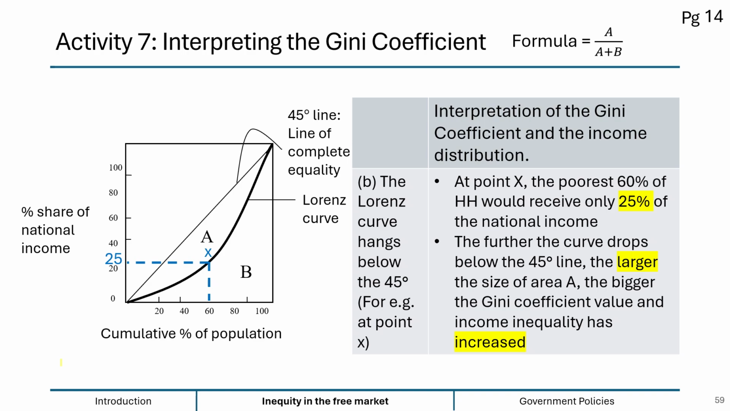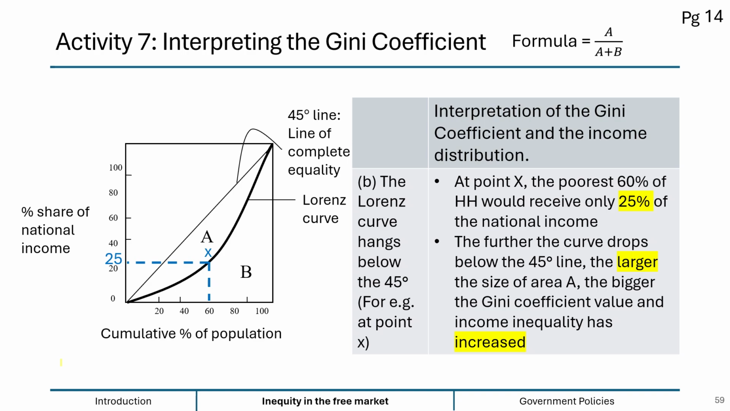Part B here. If the Lorenz curve hangs below the 45-degree line, so if the Lorenz curve now is this bolded line here, at point X you'll see that the poorest 60% of the households only receive 25% of national income. So there is income inequality because the poorest 60% only enjoy 25% of the income. So what is the next sentence about? It says that the further the curve drops below the 45-degree line, the larger the size of area A and the bigger the Gini coefficient value.